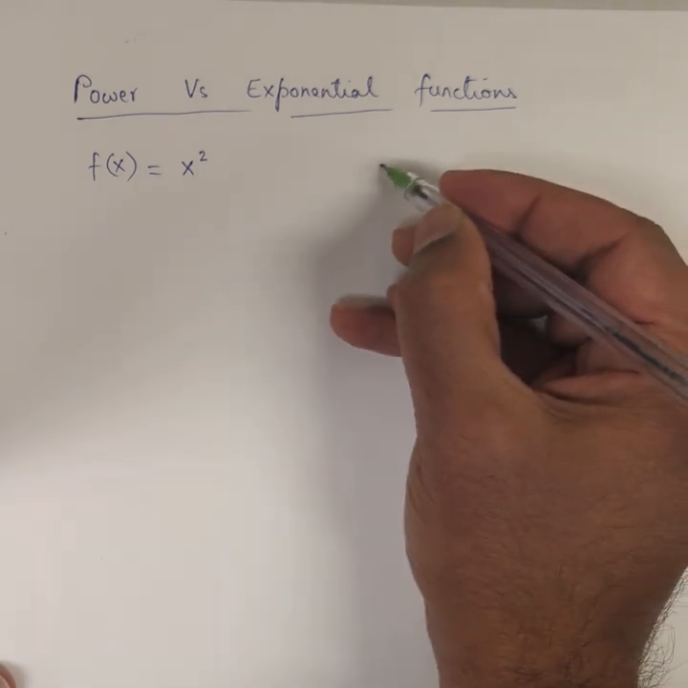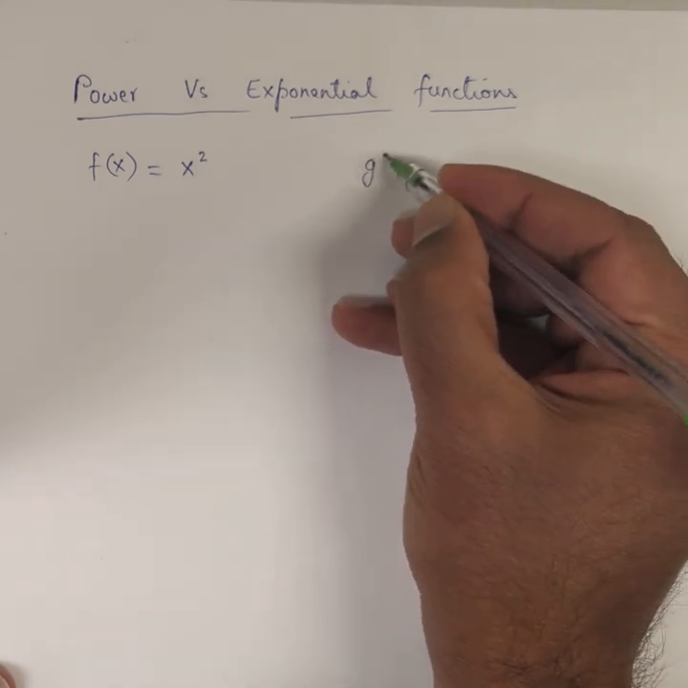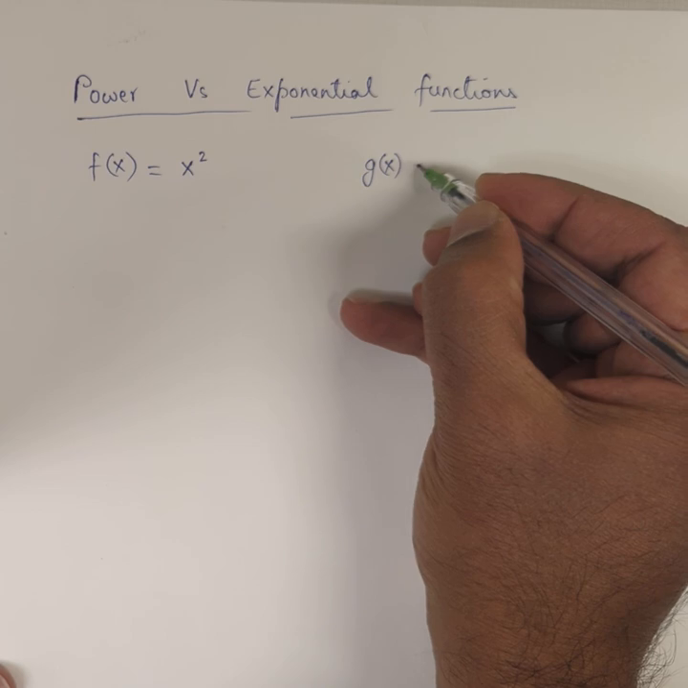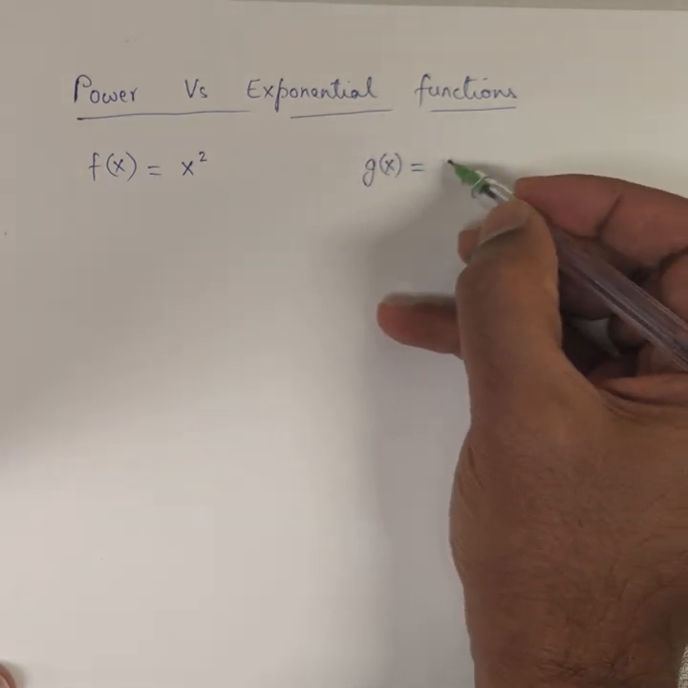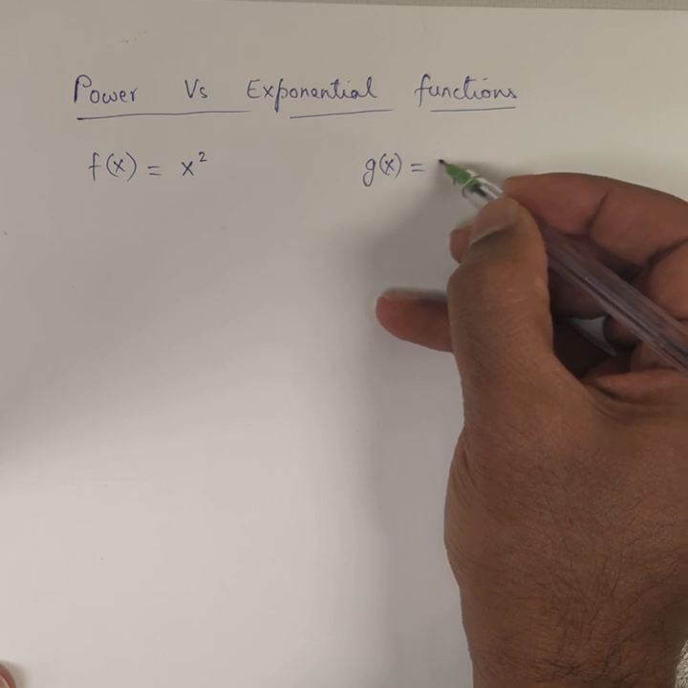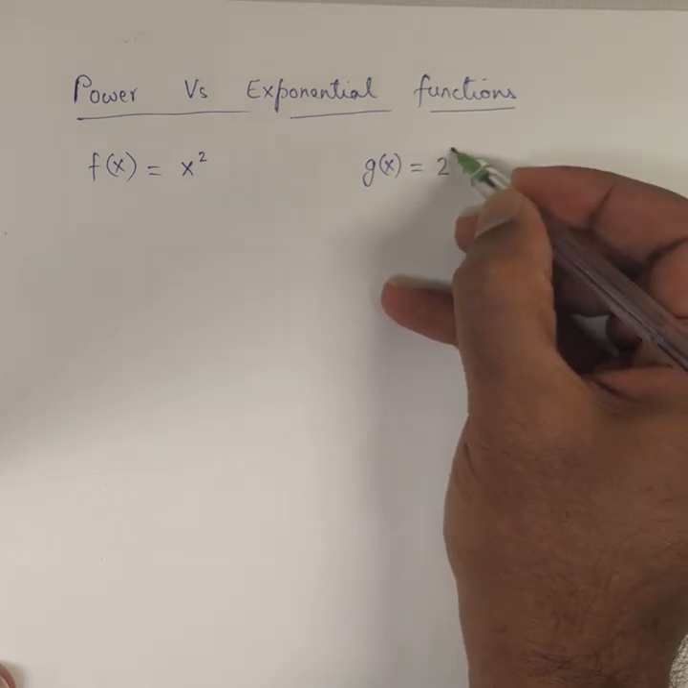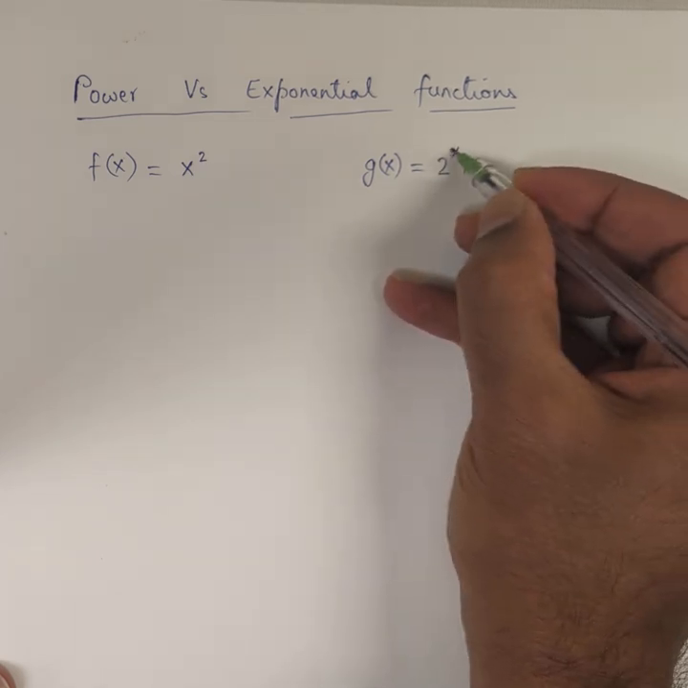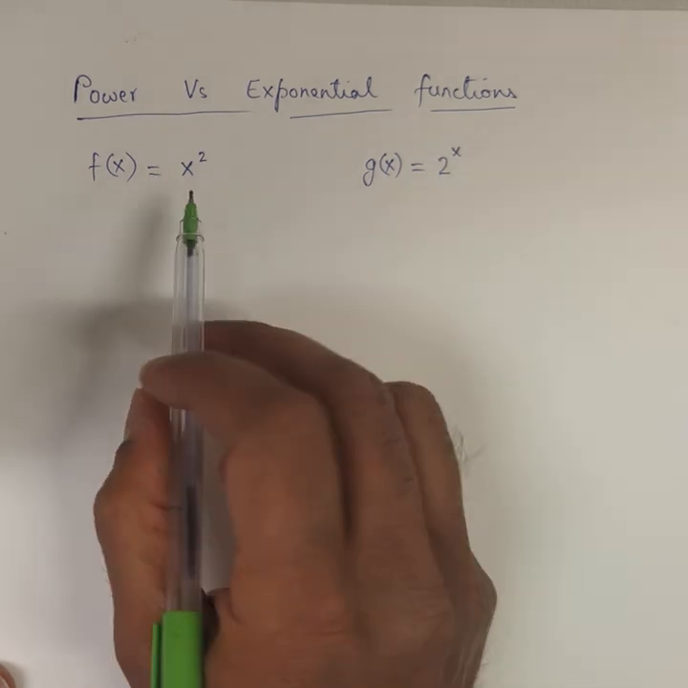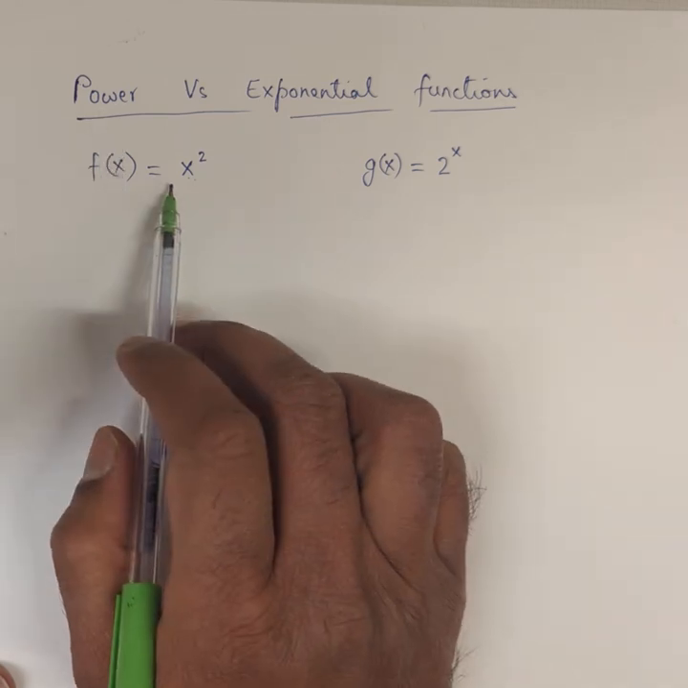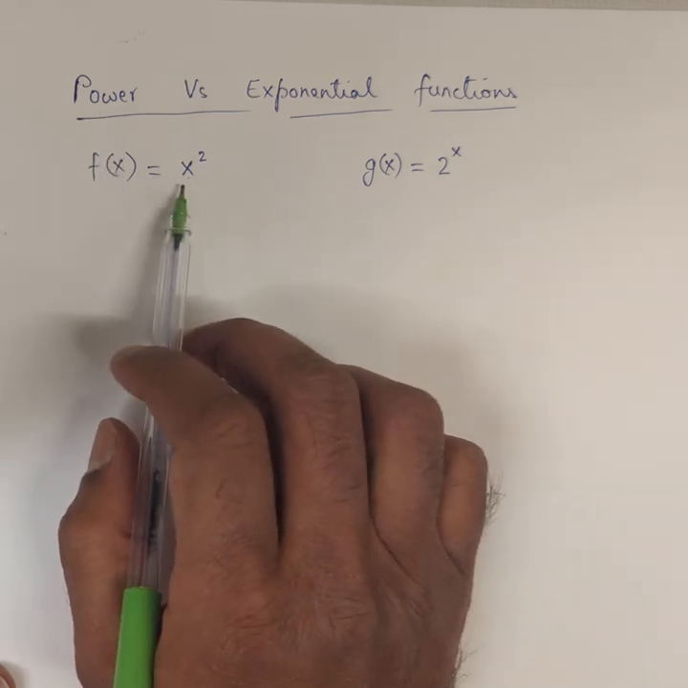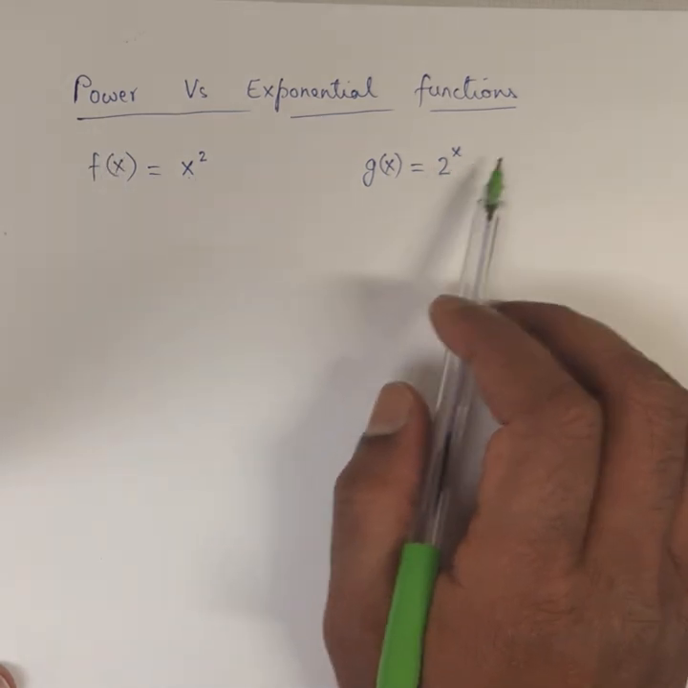Then how does this compare to an exponential function? So first of all, what is an exponential function? An exponential function is where the variable is sitting up high in the exponent position. So x square is a power function and it's a polynomial, whereas this is exponential.